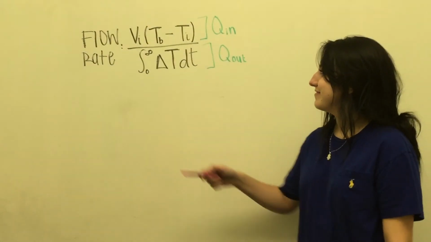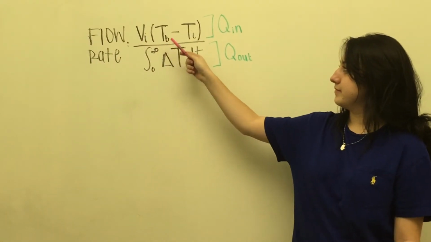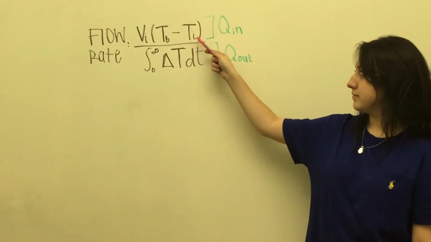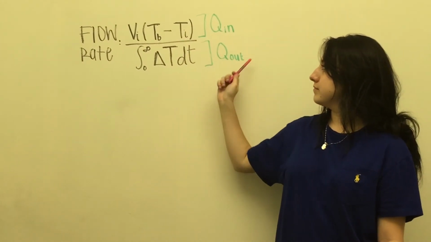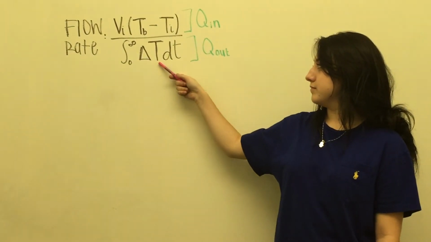The equation to find the flow rate is Qin, which is the volume of the injected solution times the temperature of the body minus the temperature of the injected solution. This is divided by Qout, which is the integral from 0 to infinity of the change in temperature times dt.